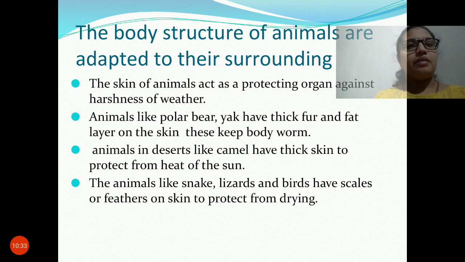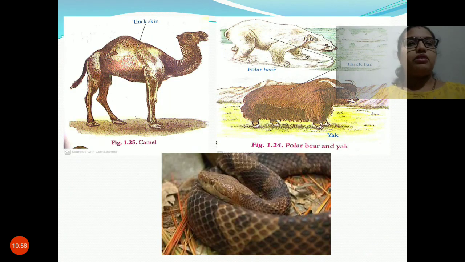Animals like polar bear have a thick fur and fat layer on the skin. This keeps the body warm. I'll show an example. Animals in the deserts have a thicker skin, and snakes and lizards have scales. This will protect the skin from drying. You can observe the picture.